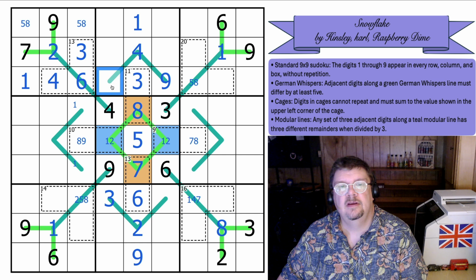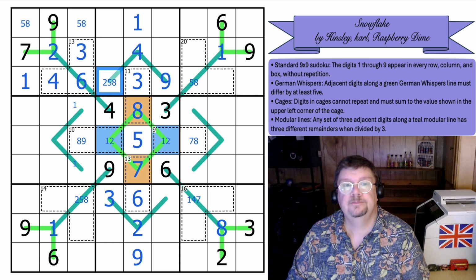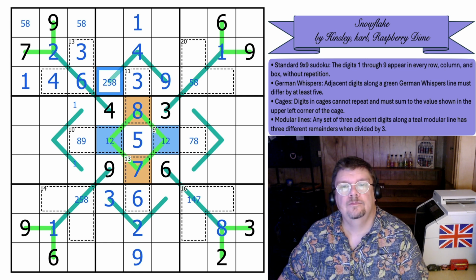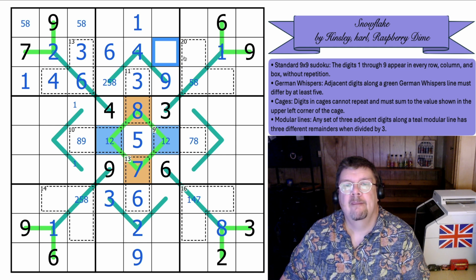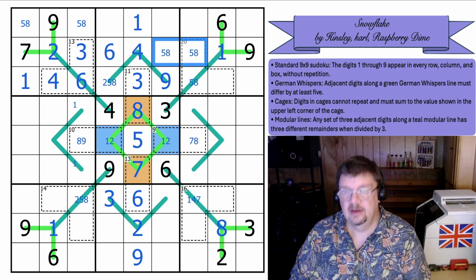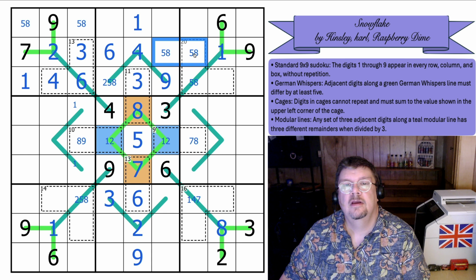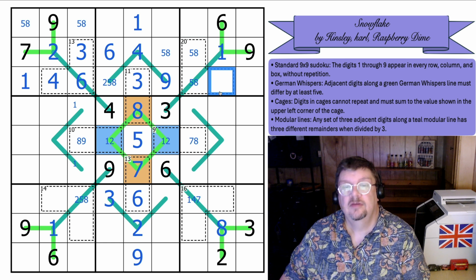This must be from the 258 set. Don't think I know which one it is yet. I can place a 6 here by sudoku. That leaves 5 and 8 for the row, which gives me a 5, 8 pair in this box, in this cage even. So that must be a 7.